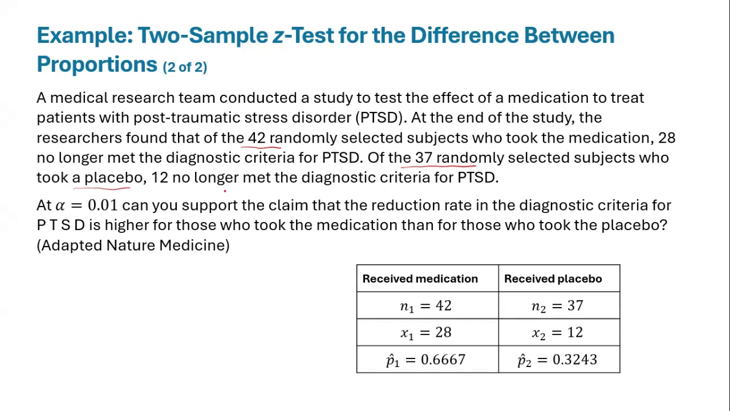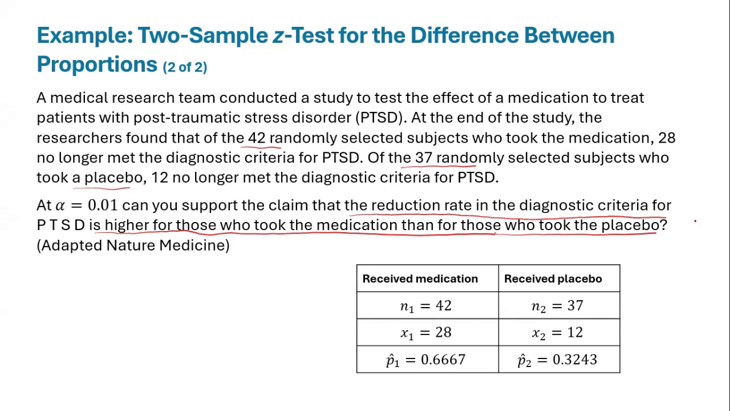If you remember in chapter 1, we talked about the treatment and placebo. In a research study, some groups receive treatment and the other groups receive a placebo, which is a fake treatment. If alpha is 1%, can you support the claim that the reduction rate in the diagnostic criteria for PTSD is higher for those who took the medication than those who took the placebo?